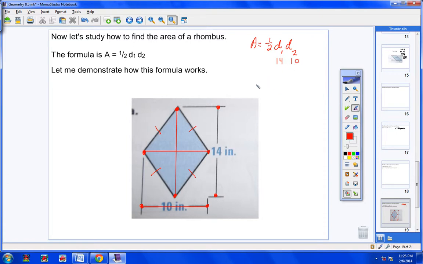So I'm ready to find the area. Area equals 1/2 times one diagonal. It doesn't matter which diagonal you put in first, times the other diagonal. And if you type all that in correctly into your calculator, you will get 70 inches squared. Students, that's all there is to it. You take one diagonal times the other diagonal times 1/2, and you'll get the correct answer. It's just not that hard, okay?